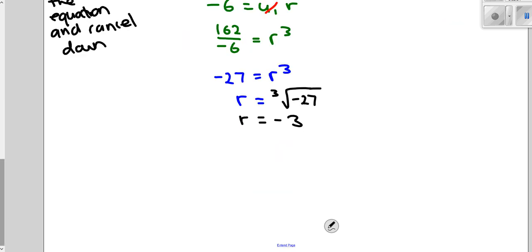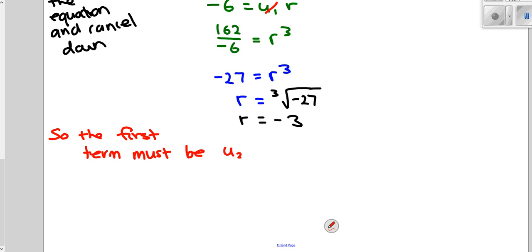A lot of work, isn't it? So the first term must be u of 2 divided by negative 3 if you want. Just make a little note to ourselves, a shortcut method to get the first term. Which is negative 6 divided by negative 3, which is 2.